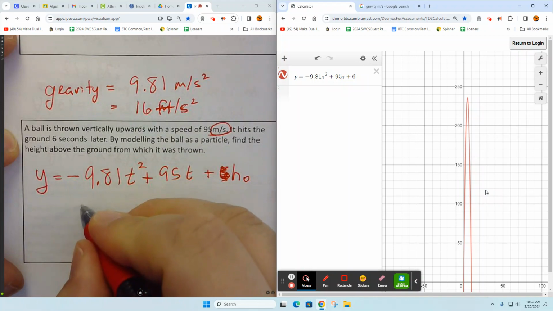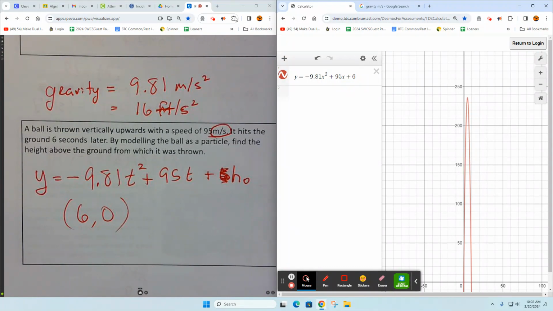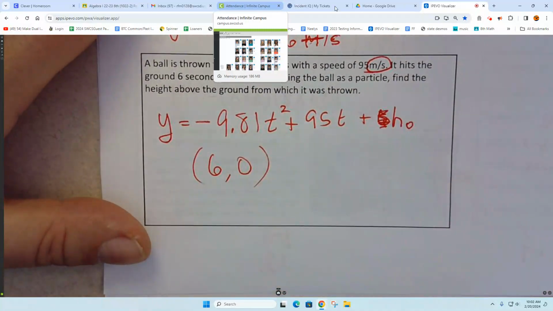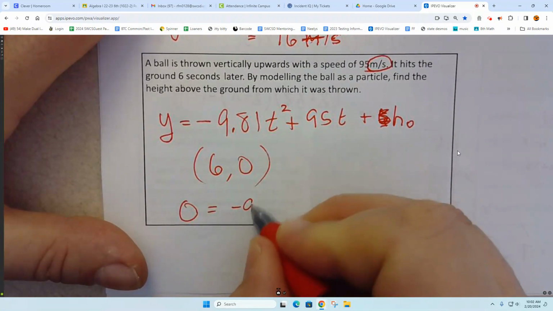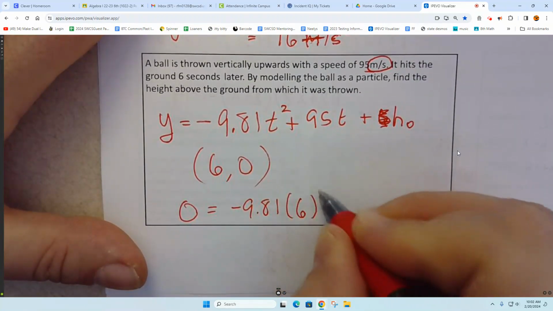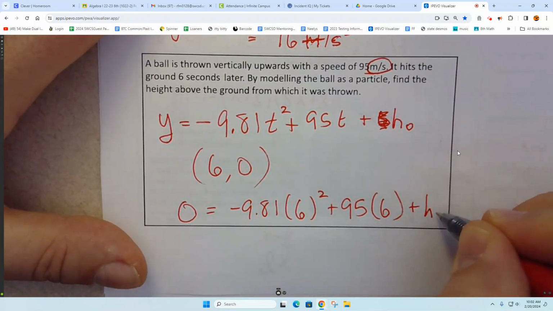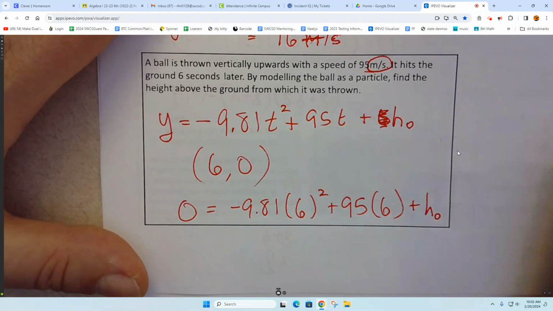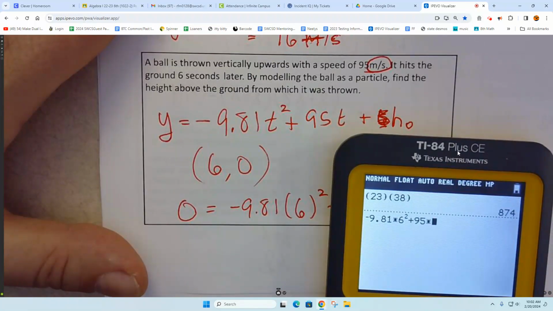We know after 6 seconds it's going to hit the ground. So what we're going to do is plug this in, and we need to solve for h sub 0. So we're going to go 0 equals negative 9.81 times 6 squared. You could have a question like this where they give you some information and you have to find the part that's missing. So I'm going to go negative 9.81 times 6 squared plus 95 times 6.